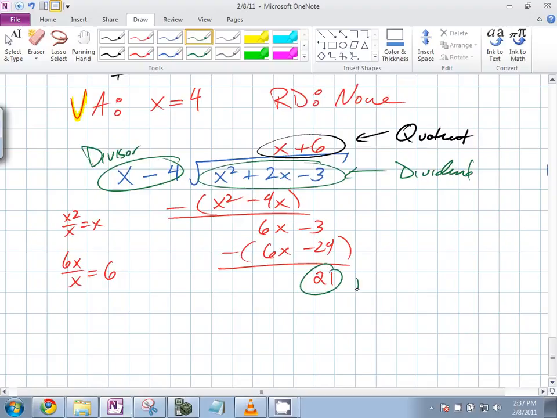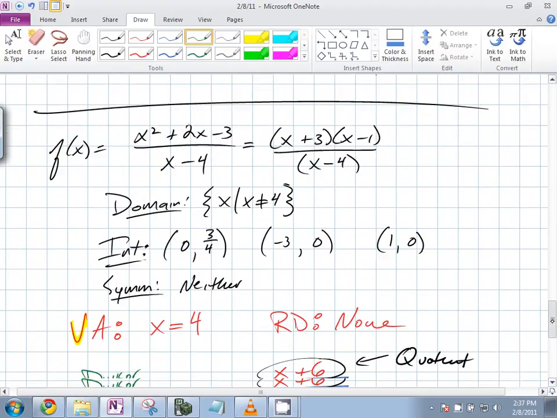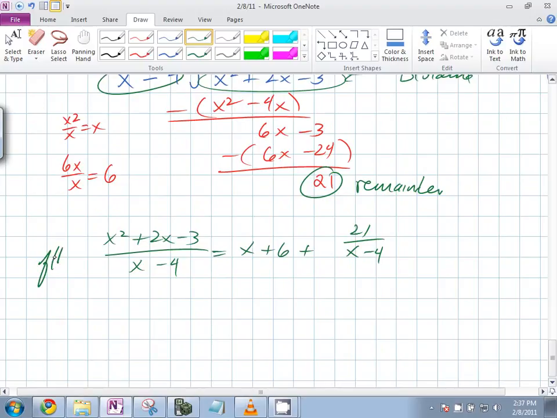So we just showed that our original fraction, (x squared plus 2x minus 3) over (x minus 4), is equal to x plus 6 plus what? 21 over x minus 4. Yes, exactly. Now, what did I give this as a name? Did I give it a function name? F of x. The original function, I called it f of x. I'm just trying to be consistent with the notes.